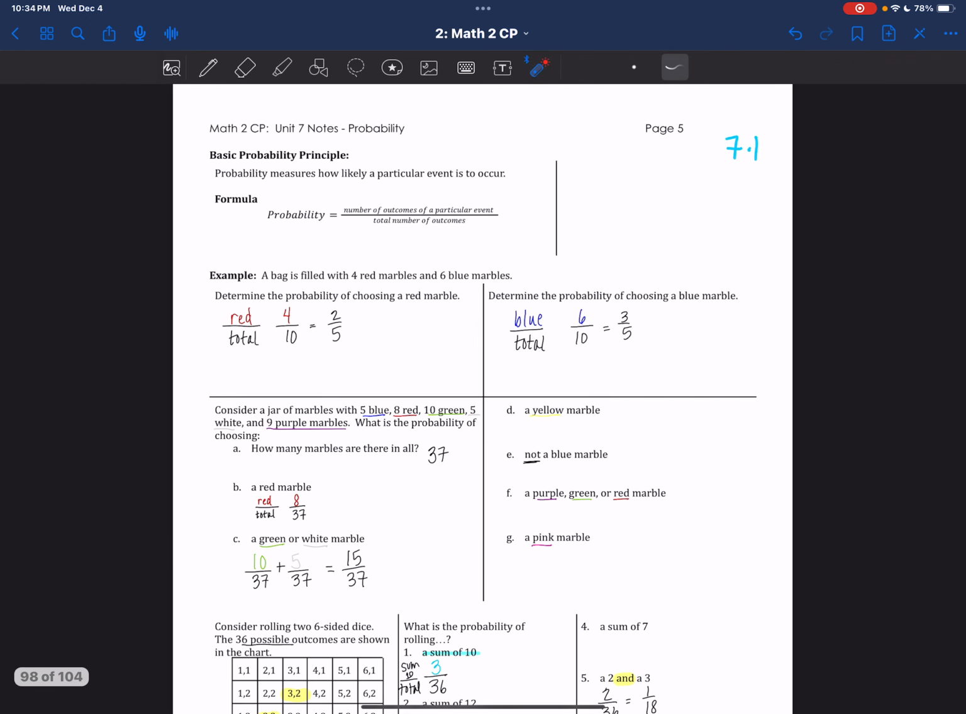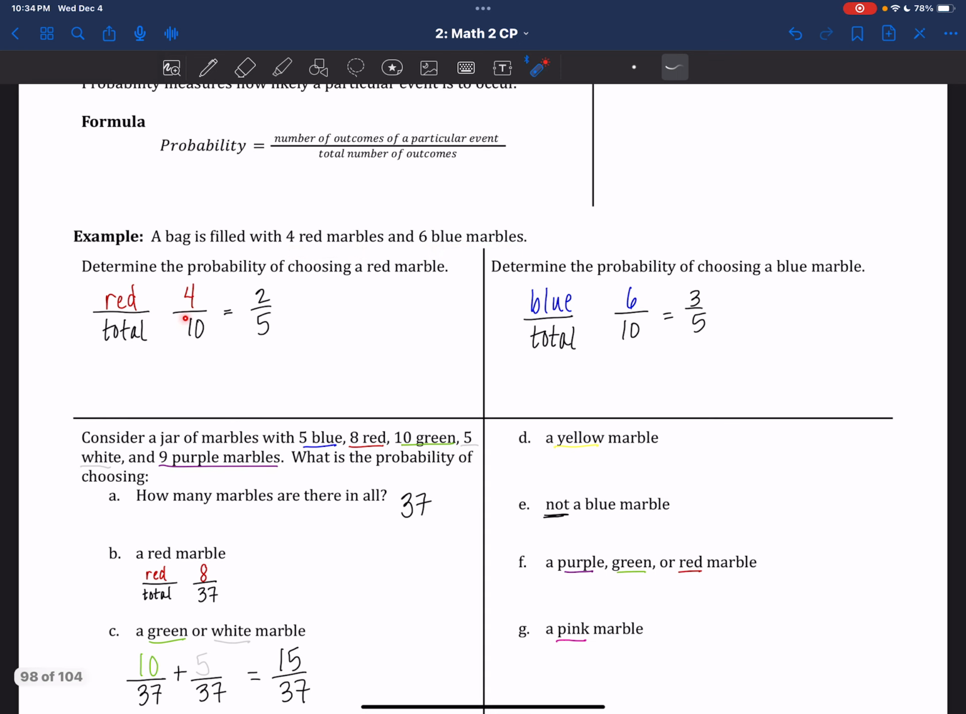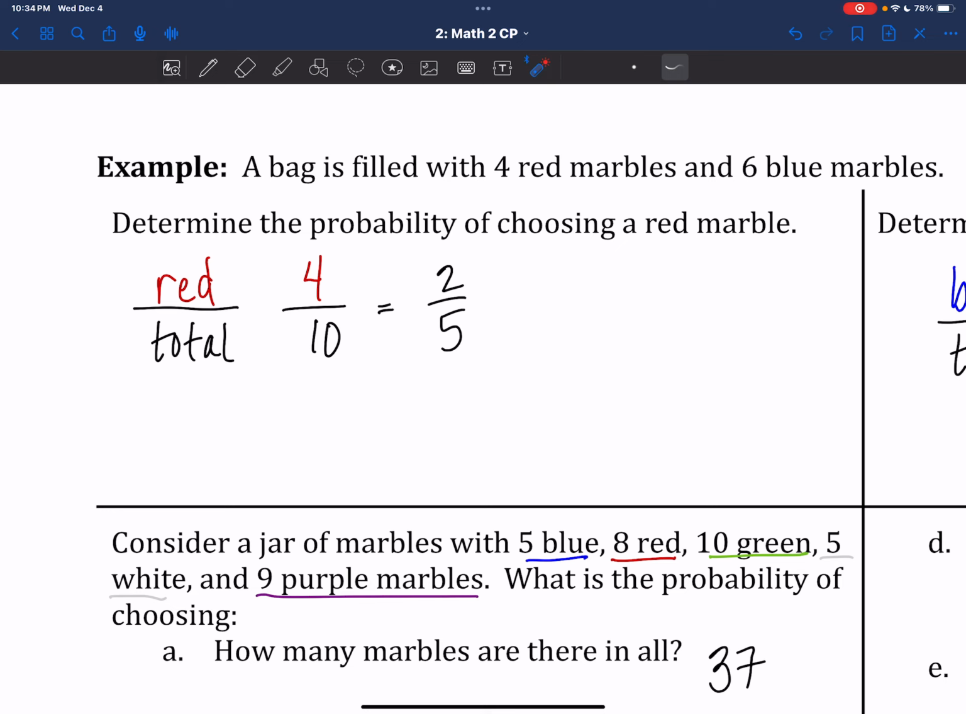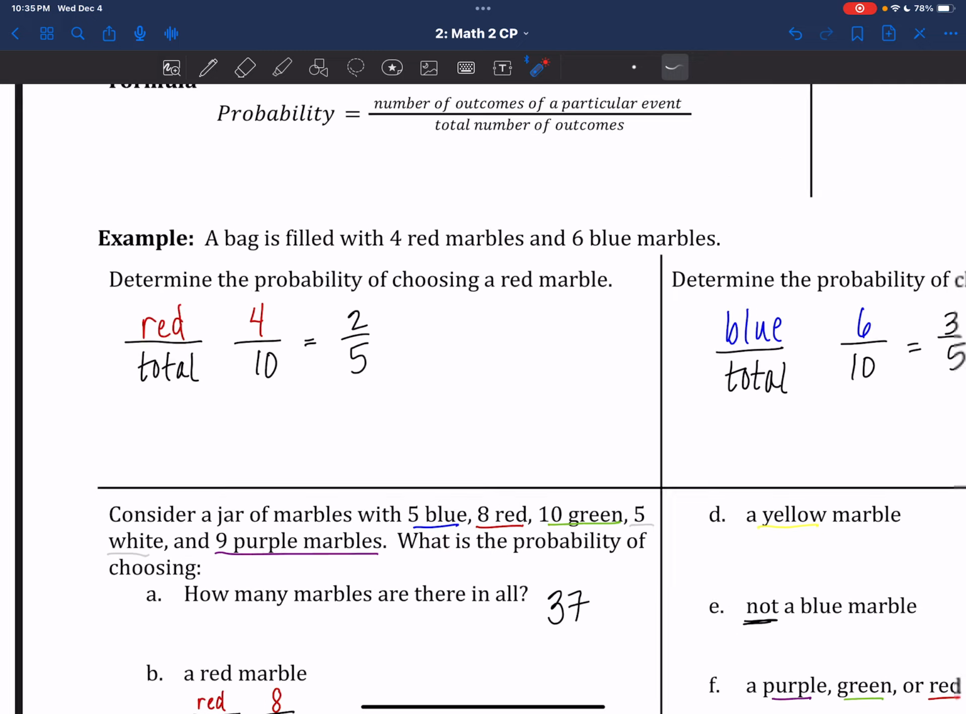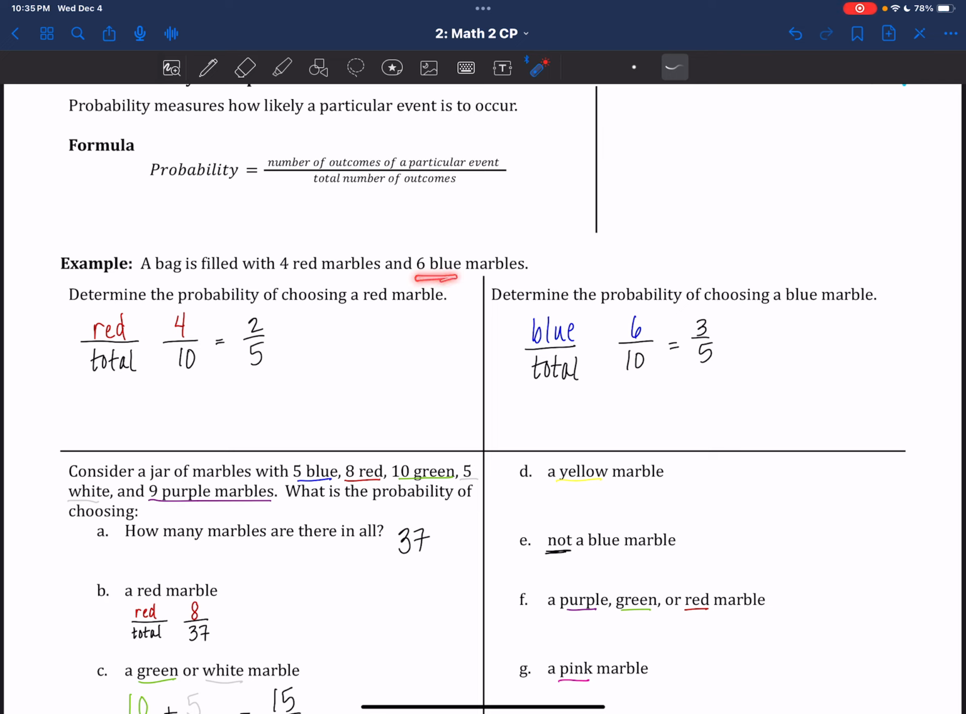And then here we have the basic probability principle. So it's basically total parts over total of whatever the outcome is you're looking for. So if you have a bag filled with 4 red marbles and 6 blue marbles, your total is going to be 10. So total is 10. But we want to know what's the probability of picking a red. Well, since we have 4, it's 4 out of 10 total, which gives you 2/5. And in this case, determine the probability of choosing a blue marble. Well, we said there's 6 blue out of 10 total. So 6 over 10 equals 3/5.